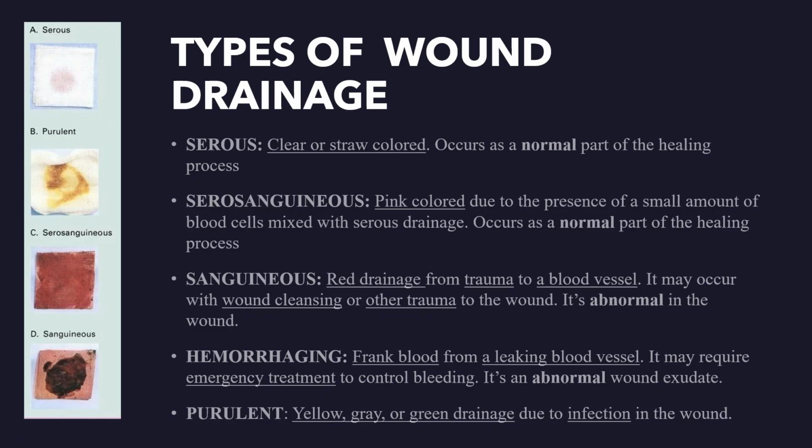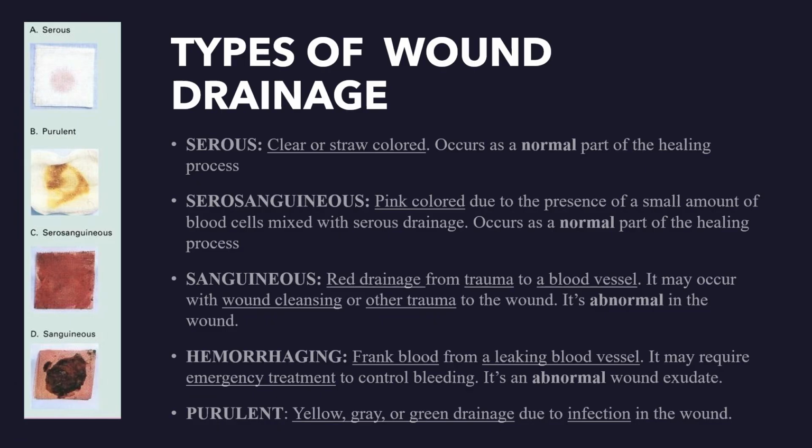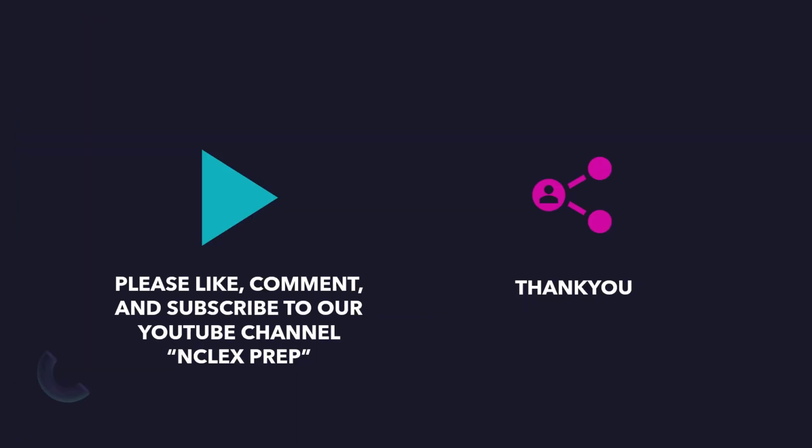So in serous drainage, it is a clear or straw colored drainage which occurs as a normal part of the healing process. So it's a clear straw color fluid or drainage that is produced from the wound or the injured part, which is a result of a normal part of the healing process. Got it?